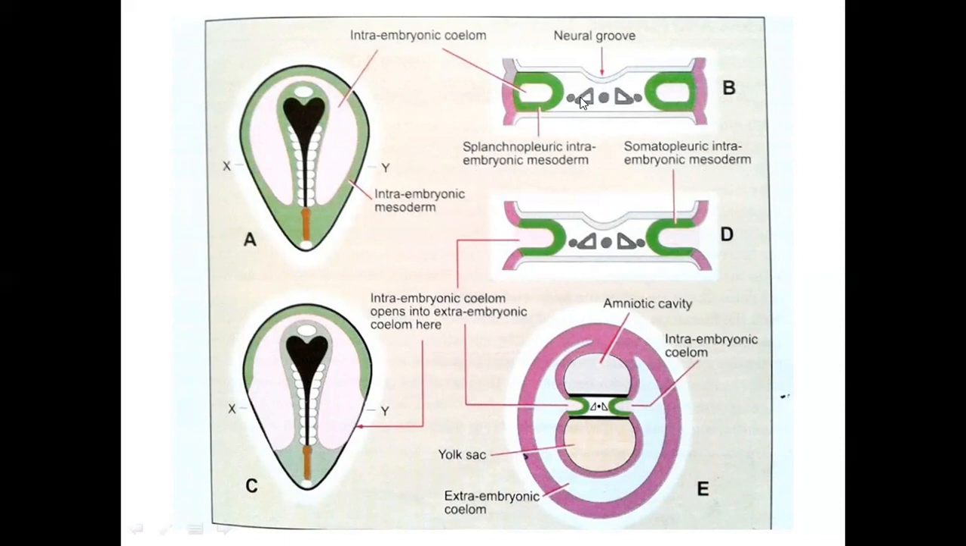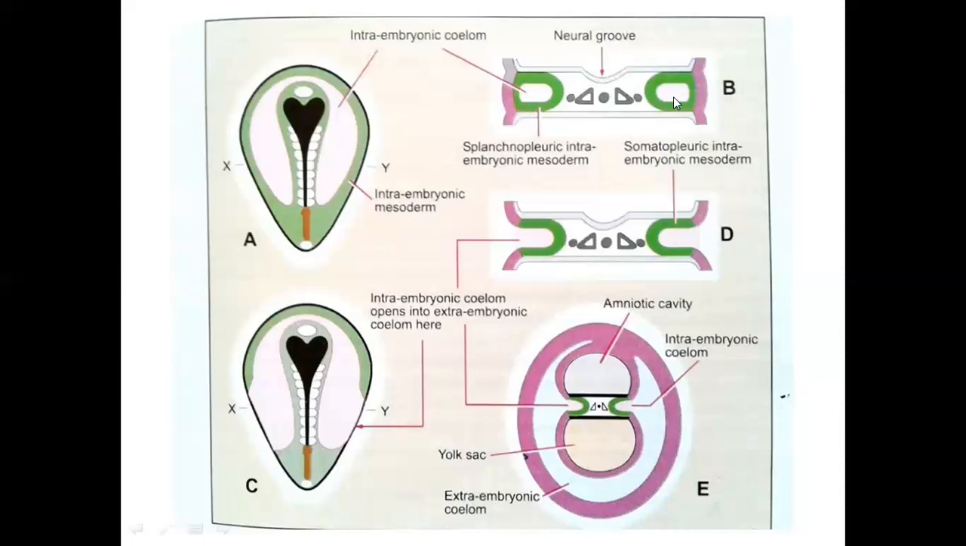These are the somites, so paraxial mesoderm. This is the intermediate mesoderm and this is the lateral plate mesoderm. Due to the formation of this intraembryonic coelom here, it gets split into two parts. So this is the cavity within it.